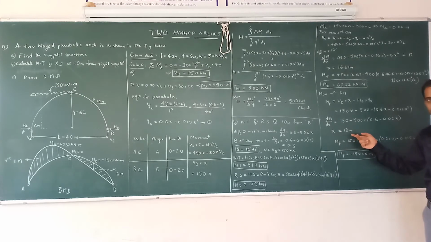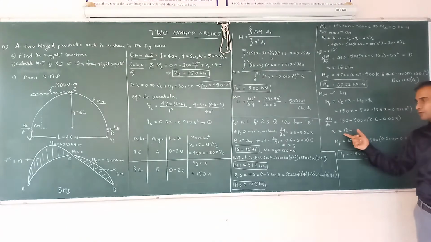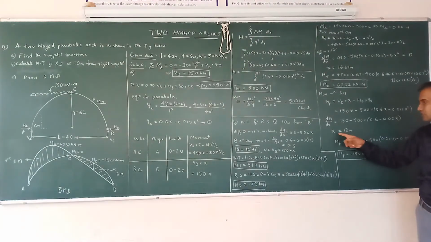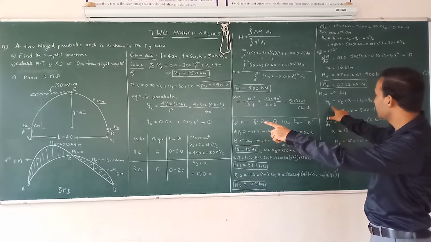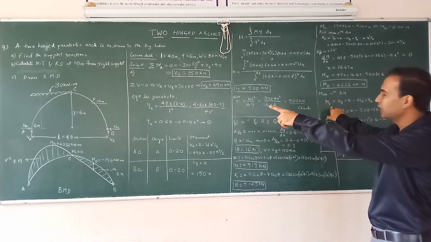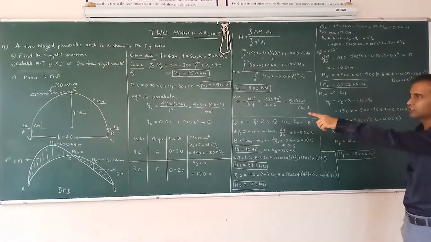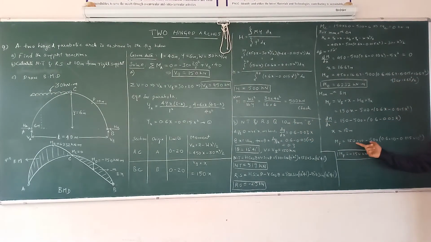Substitute x equal to 10 meters in this equation and find M of F. X equal to 10 meters from the support means I have considered this point as F. F is nothing but D, where earlier we found the radial shear and normal thrust. The same point. You get M of F or M of D equal to 150 kilonewton meters, the maximum negative bending moment. This is the maximum positive bending moment.